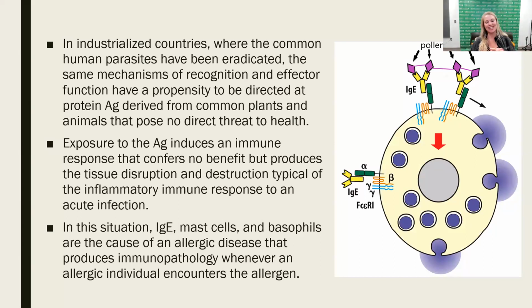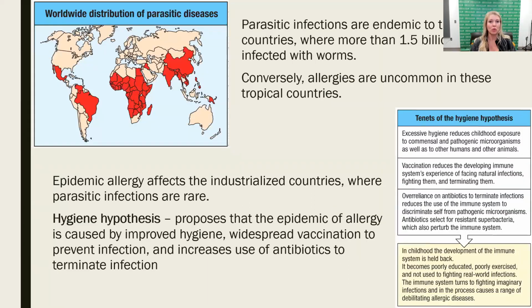And so in this situation, IgE, mast cells, basophils, eosinophils, I don't have that on here, actually, instead of removing a helminth, they just end up causing what we know as allergy. And so you get immunopathy, pathology, destruction of tissue for antigens that really don't matter. They're not going to pose a threat to human health. And so this is why we see allergies in places where we don't have a lot of parasitic infections.